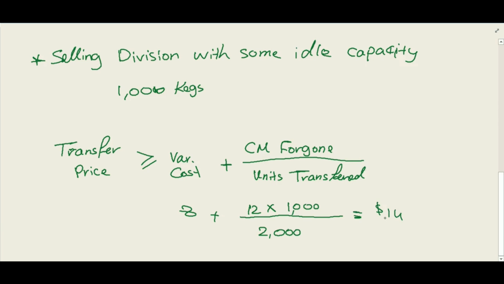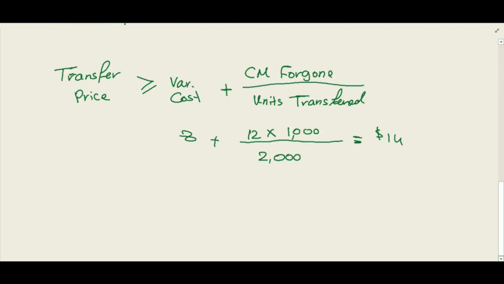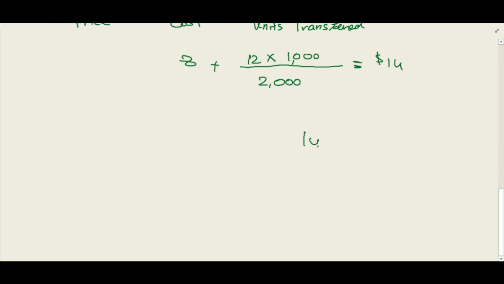So the factory will agree to a transfer price of $14 or more, and the restaurant will agree to any price of $18 or less. So we have a range from $14 up to $18. They would negotiate and agree on one of these prices. So they may agree on 15 or 16 or whatever.